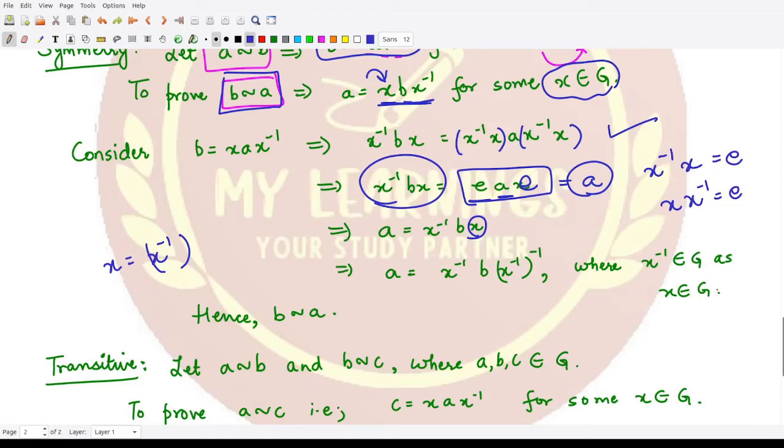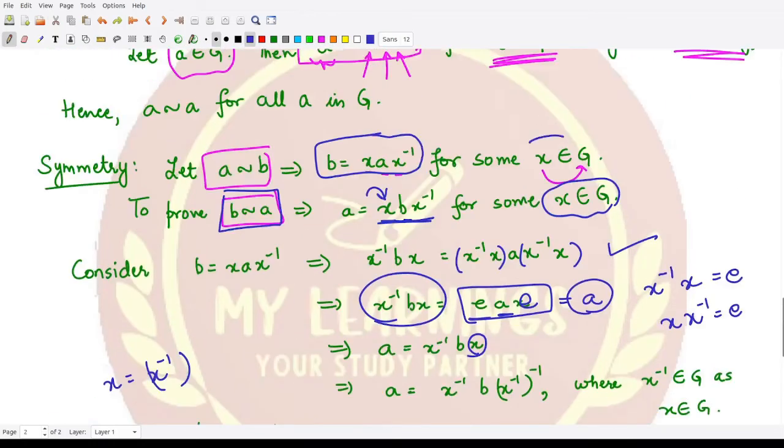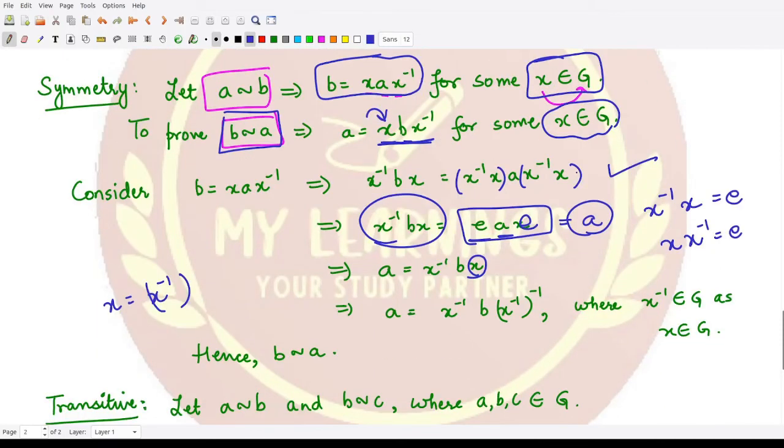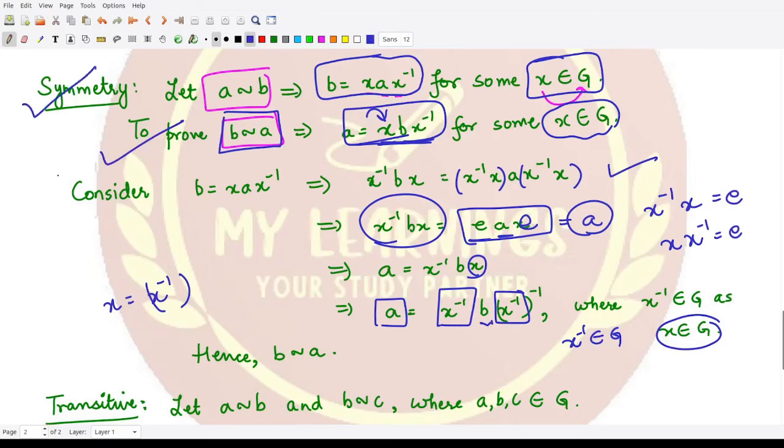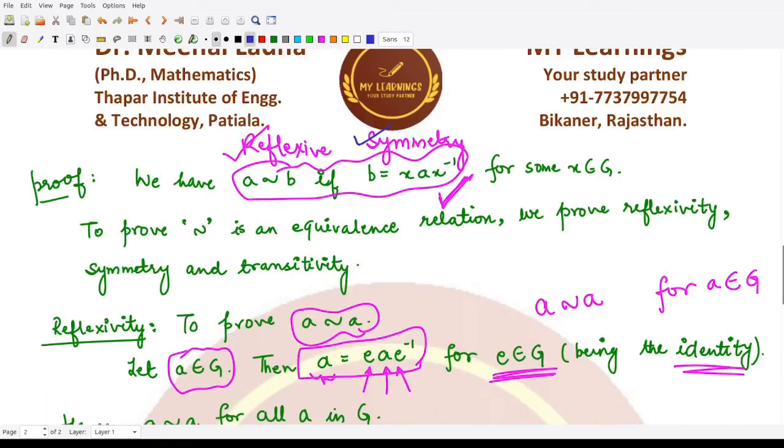So now, by the assumption, we knew that x was some element present in our group G. Now because x was present in our group G, that means x inverse would also be present in G. Why? Because G is a group, and we know in a group the inverse of each element is present within this group. So therefore we have written this A as some element of this group G, times B times the inverse of that particular element. So we have written A into this form. So this proves that B is related to A, and hence we have the symmetry property with us.